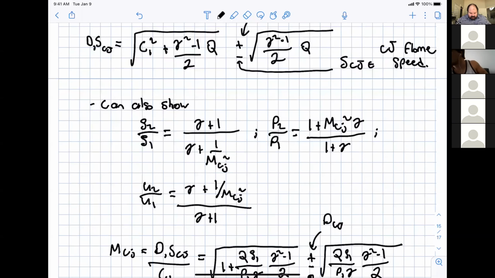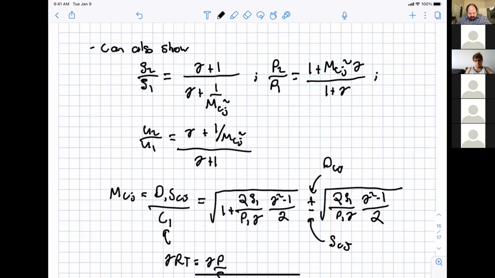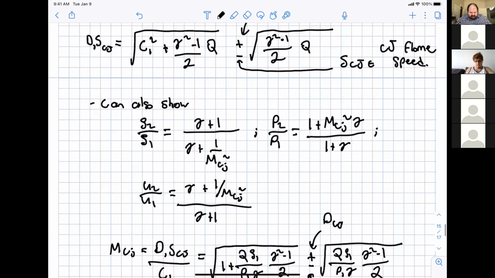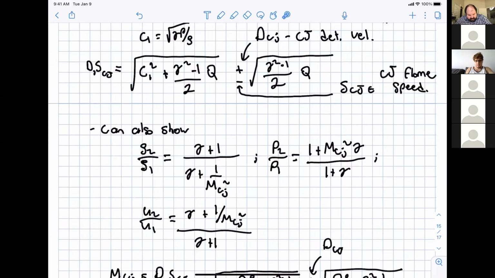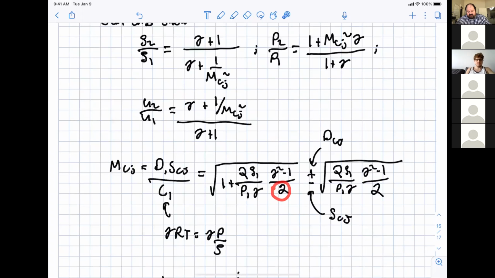Okay, I'd just like to point out a couple of typos in the CJ stuff. This should be over 2, not gamma. This is in the ranking Hugoniot notes, page 14 and 15. I think I had over gamma. It should be over 2. And then MCJ equivalently should be gamma squared minus 1 over 2, not gamma squared minus 1 over gamma. So just make those notes to yourself.